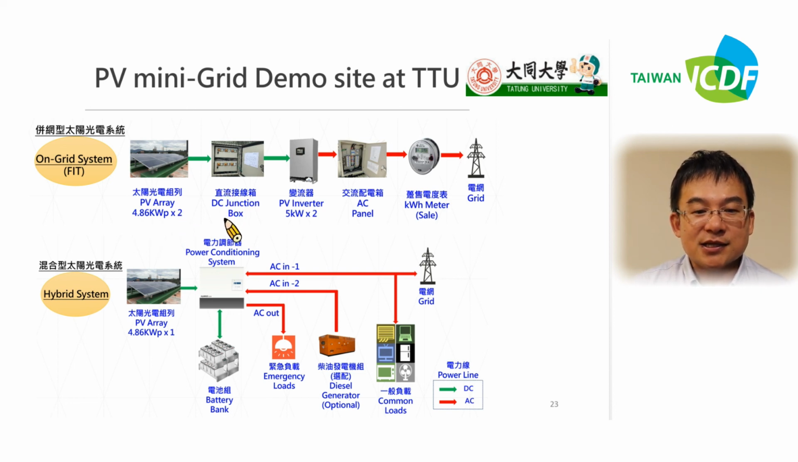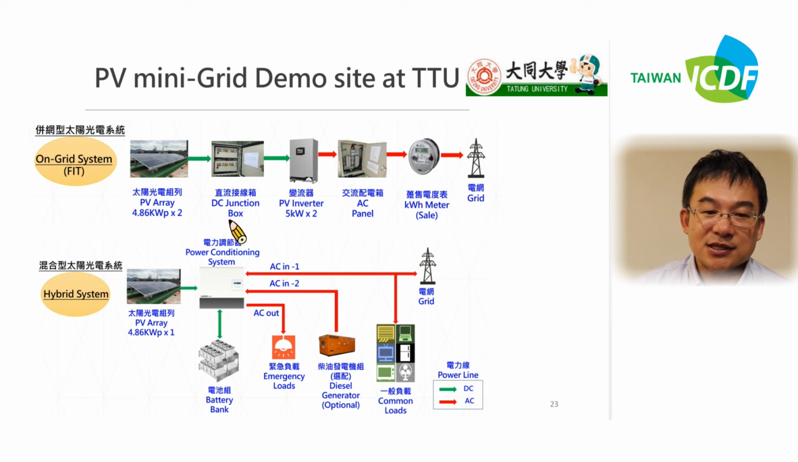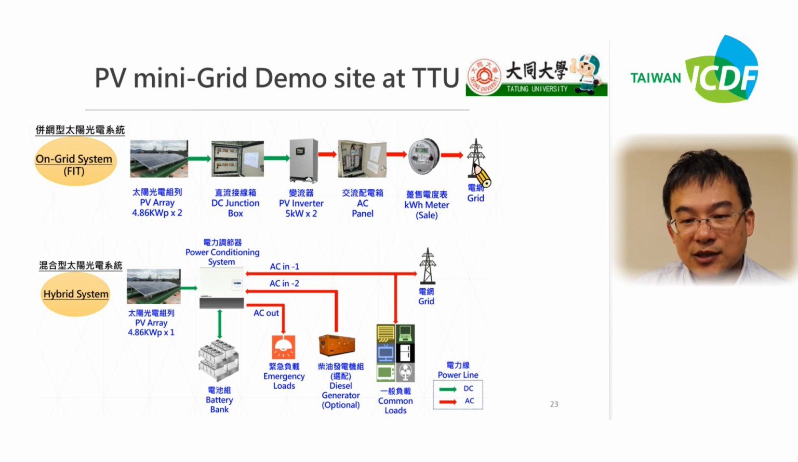This transparency is the PV mini grid demo site at Datong University. We have 2 different systems. The first one is an on-grid system. Another one is a hybrid system. It means we can use it in on-grid or off-grid. In the first one, the PV array connects to the DC junction box, and then to the PV inverter, the AC panel and the power meter, then on grid. So we send the energy directly to the city power.